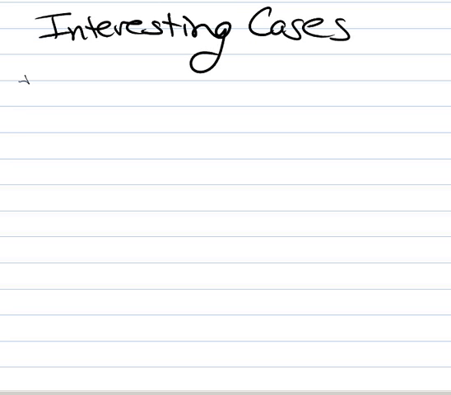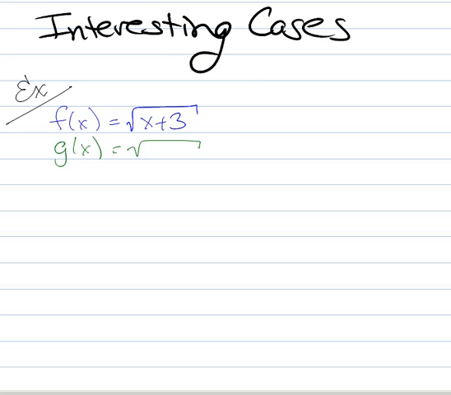So for example, say we had f of x, be consistent at least. Say we had f of x was equal to the square root of x plus 3, and we had g of x was equal to the square root of x minus 2. And they asked us to calculate f plus g of x and state the domain. Problem like that.